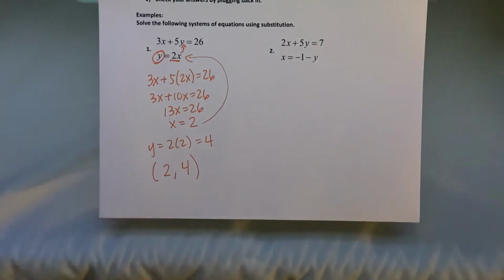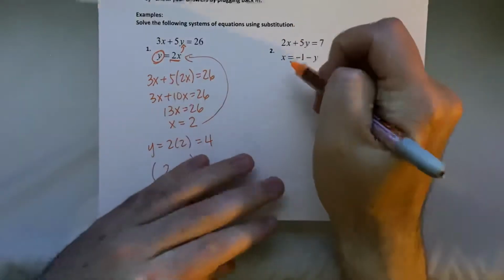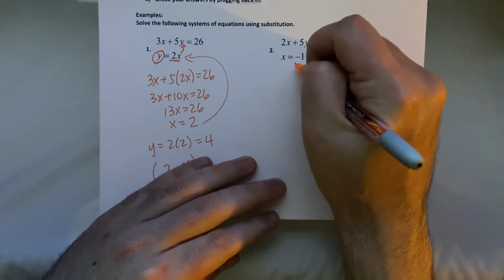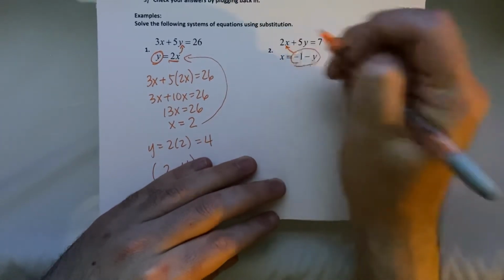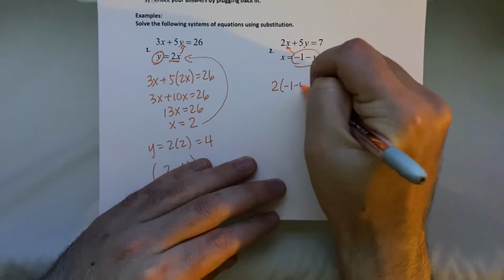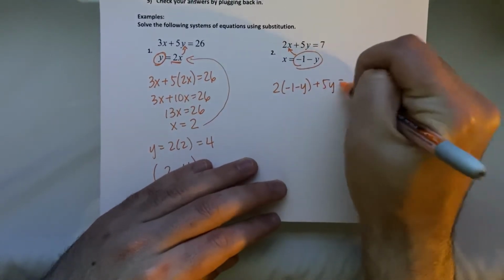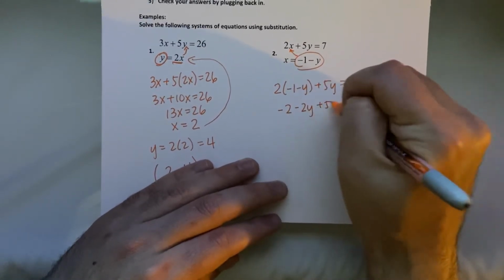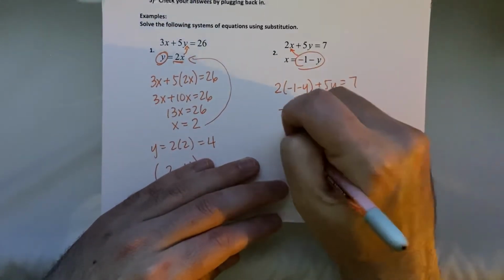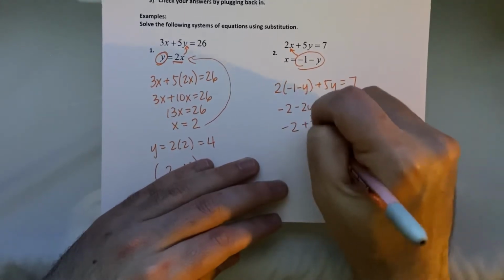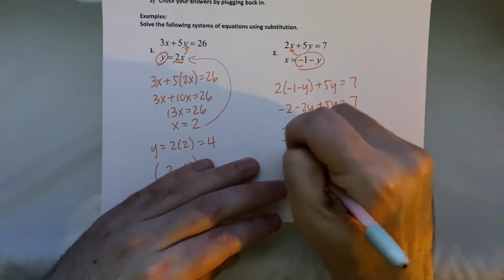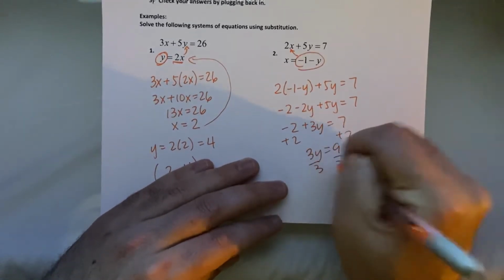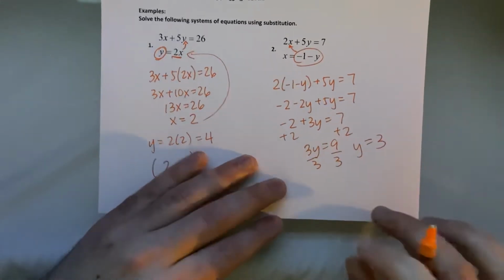Now you don't always have to solve for y, you can also solve for x. Here x is negative 1 minus y, 2x plus 5y equals 7. So here, negative 1 minus y is going to go in for x. 2 times negative 1 minus y plus 5y equals 7. Distribute. Negative 2 minus 2y plus 5y equals 7. Combine. Negative 2 plus 3y equals 7. Add the 2. 3y equals 9. Divide by 3 to get y equals 3.